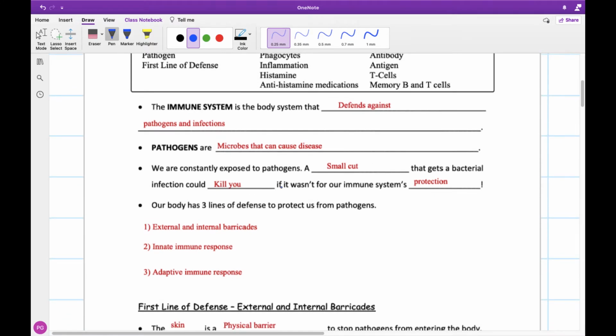So we are exposed to them all the time. They're all around us and even inside of us. And a small cut that can get a bacterial infection can kill you if it wasn't for our immune system's protection. And our immune system actually has three different lines of defense, or three different ways that it protects us from pathogens: external and internal barricades, innate immune response, and then adaptive immune response.